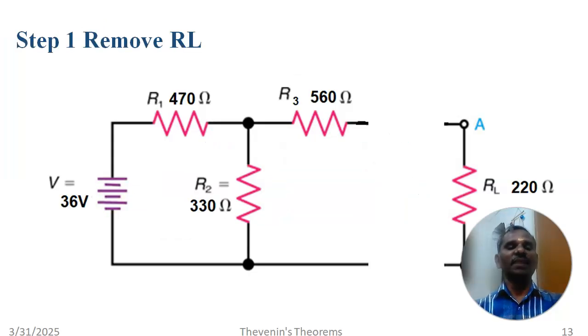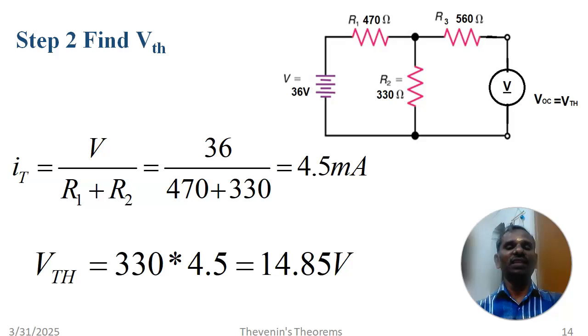So the first step, remove the load resistance RL. Now we have removed the load resistance, 220 ohms. Now the second step, we need to find the VTH. In order to find the voltage, we need to connect a voltmeter, the DC voltmeter, so that we can find the VOC or VTH.